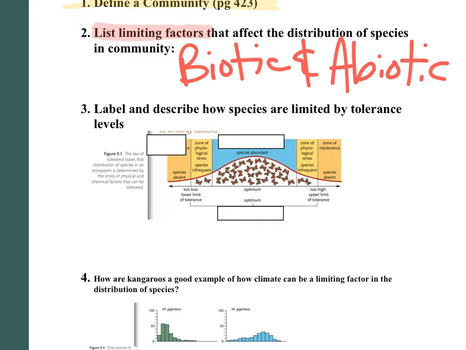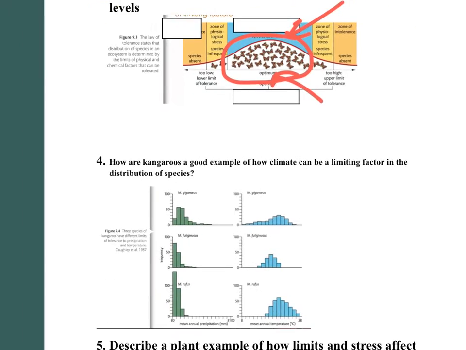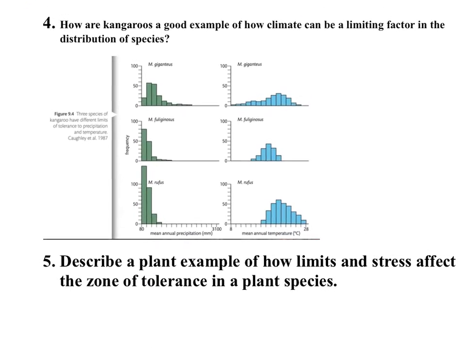So the next thing is label and describe. That was right below. So we're looking at this graphic. So this diagram is showing species abundancy, or how many there are right there. And where there's the most, we call that optimum. And you're going to have to label the rest of your graph in that diagram. So if we go further down, the questions get harder.